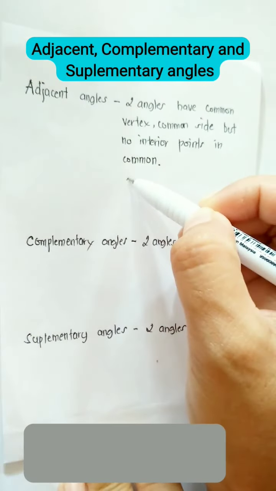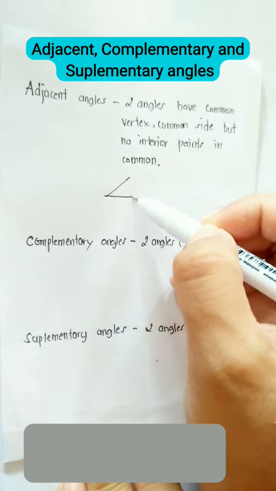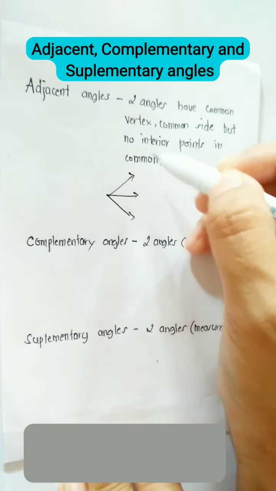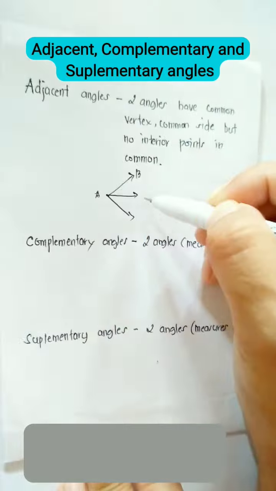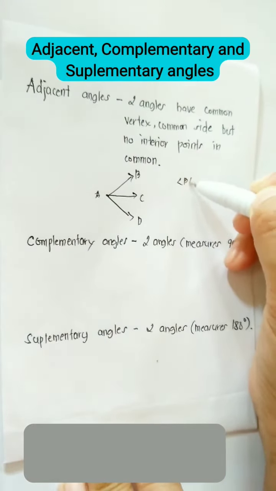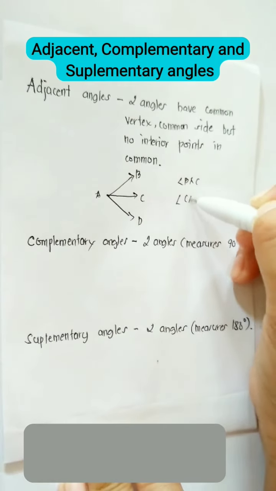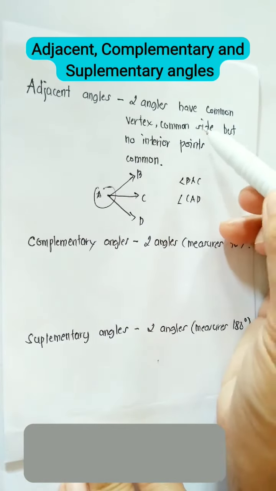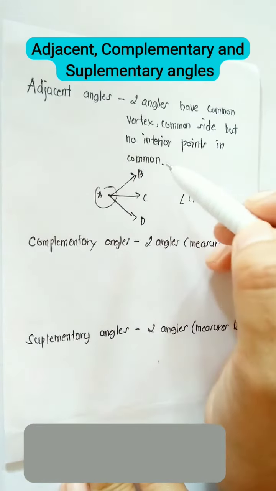So, for example, we have here this one. We have, for instance, angle BAC and angle CAD. Angle BAC and angle CAD. See, they have a common vertex, which is point A. They have a common side, but no interior points in common.